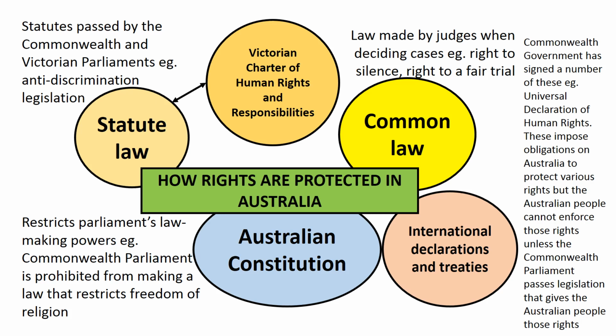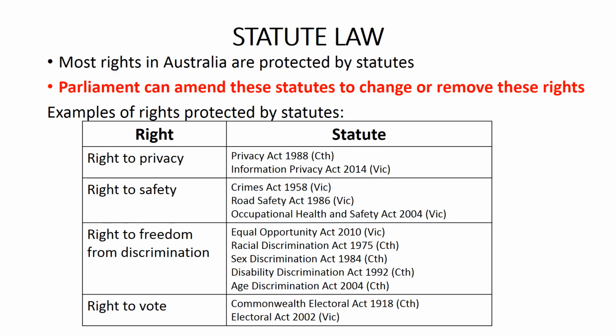However, importantly, these rights can't be enjoyed or enforced by the Australian people unless the Commonwealth Parliament has first passed legislation that gives these rights to the Australian people. The focus of this video is on rights that are protected by statutes. In fact, most of the rights that we have in Australia and that are actually written down in a legally enforceable way are rights that are included in statutes or laws made by Parliament.